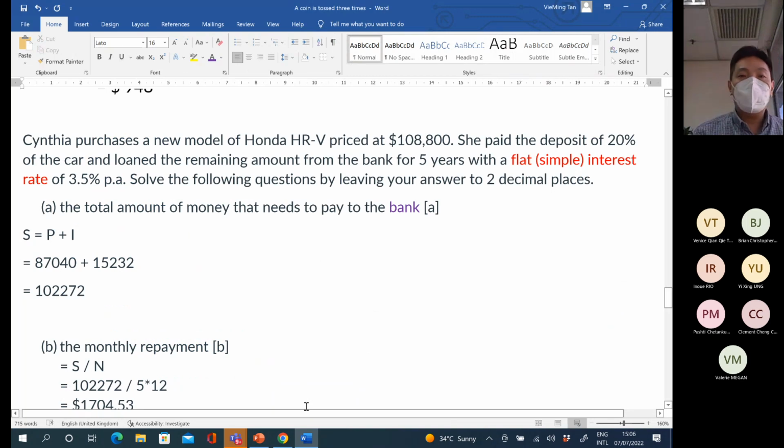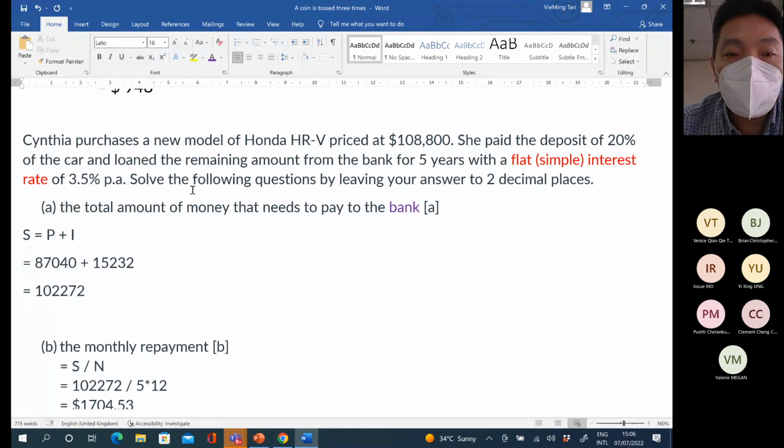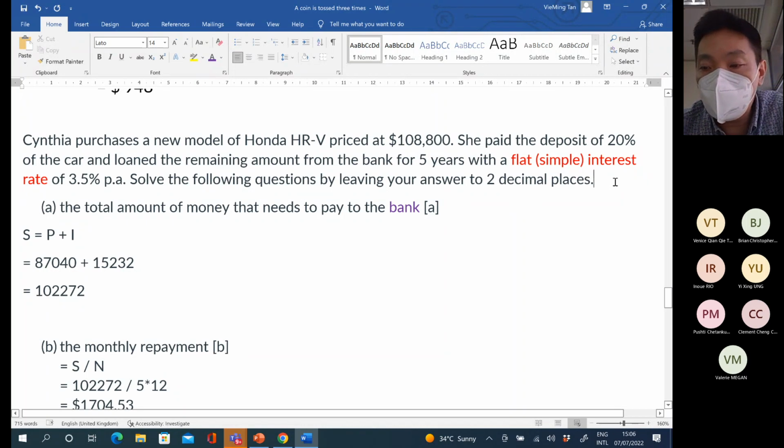This question, all right. Okay, let us analyze the question together. So this question is, Cynthia purchases a new model of Honda HR-V priced at this, and she paid the deposit of 20% of the car and loan the remaining amount from the bank for 5 years with a flat means interest, simple interest rate, right, of 3.5% per annum. Okay, so before we answer this question, we need to get some information from here.